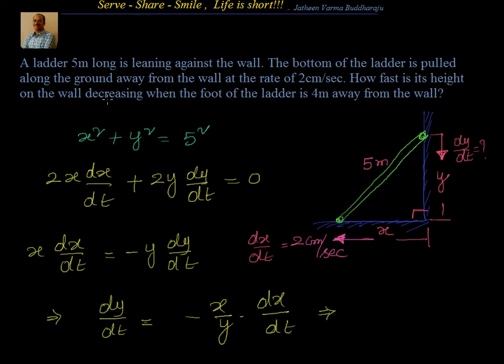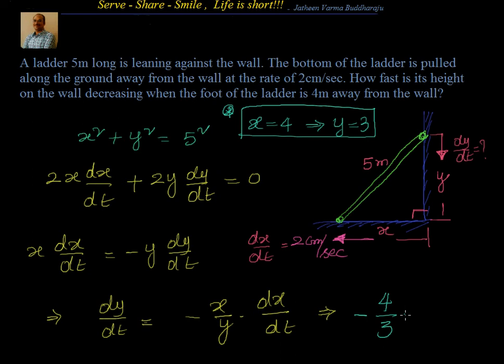We have been given that when the foot of the ladder is 4 meter away from the wall, so we are interested in the point where x equal to 4. If x equal to 4, by Pythagoras y should be equal to 3. We are interested in this particular point where x equal to 4, y equal to 3. If you substitute, you will have minus of 4 by 3 into dx by dt. dx by dt is 2 centimeter per second. So it is minus 8 by 3 centimeter per second.